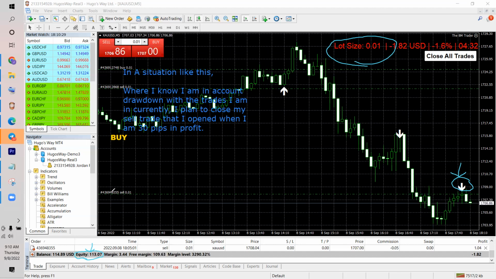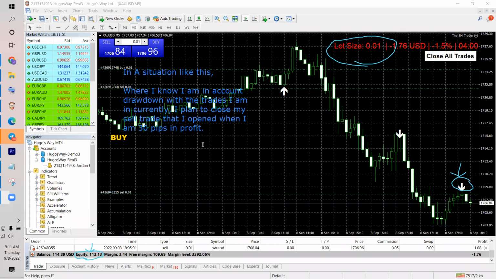If it wants to go in the positive direction, that's fine, and I'm confident we'll see examples of that down the line. But as of right now, what we need to focus on is making sure this equity number stays up. And so the way that we do that in a situation like this, again, where I know I'm in account drawdown with the trades I'm in currently, I plan to close this sell trade right here either A, if we get close to when I need to stop trading, which is 10 o'clock, or B, if I get 30 pips in profit.